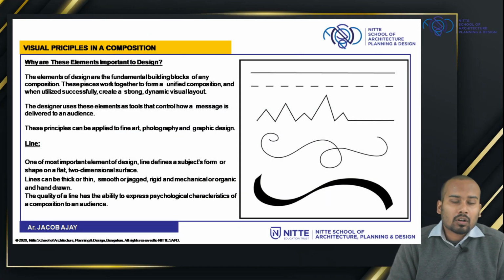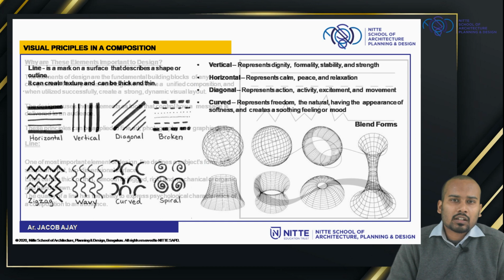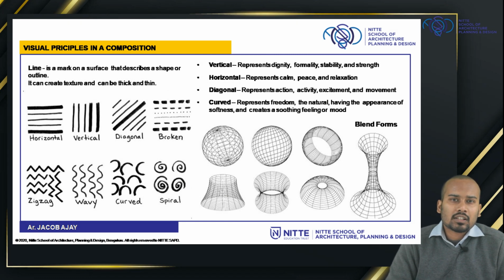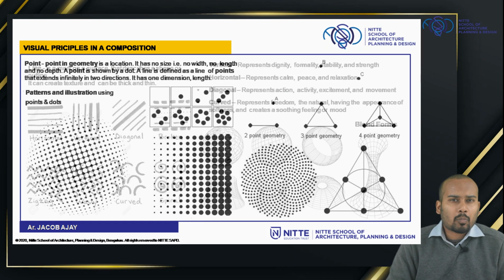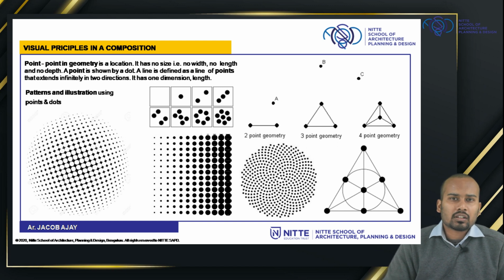So what is a line? So line is one of the important elements of design, as it defines the object's form or space in a flat two-dimensional surface. Lines can be thick or thin, smooth or ragged, and also it can be a sketch or a curvilinear line, rigid or mechanical, but we usually use hand-drawn sketches. So what is a point? So point in geometry is a location. So it has no width, no length, no depth, it is just a dot.